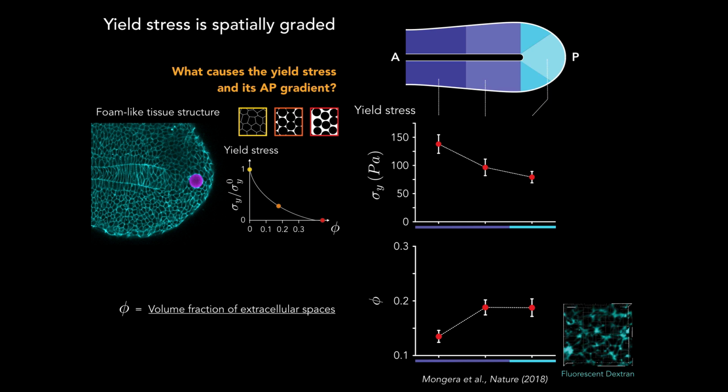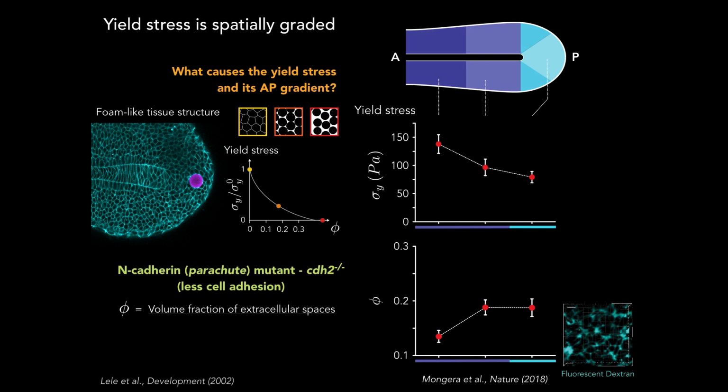But this was only a correlation, right? So what we wanted to do was a perturbation of the spaces between the cells and measure the yield stress. You want to perturb and see what comes out, right? So in order to perturb the spaces, we used n-cadherin mutants, the parachute mutants, because we thought that if you have less n-cadherin, maybe the cells have more spaces between them.